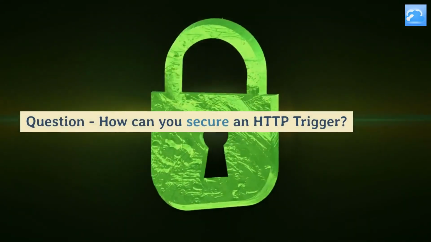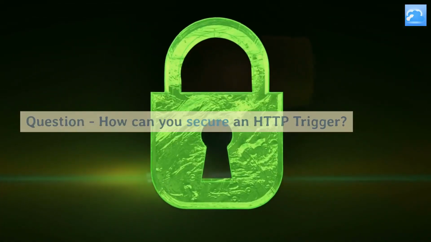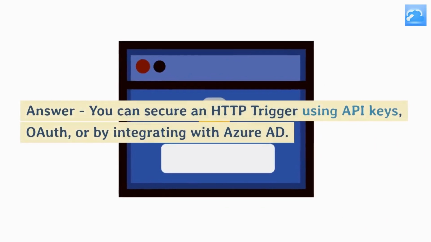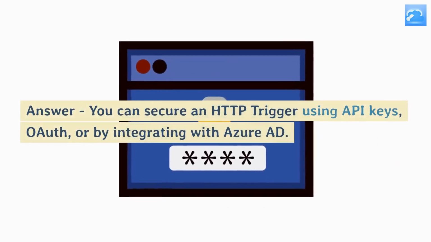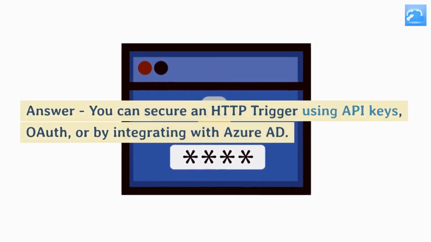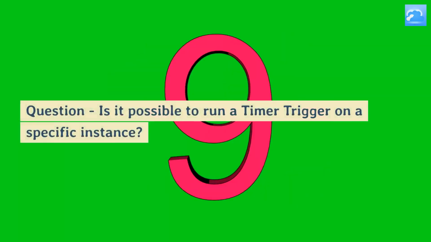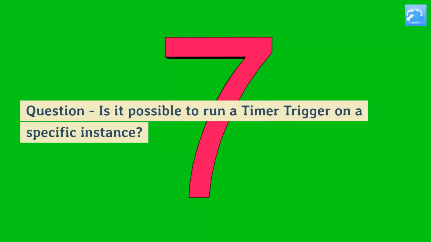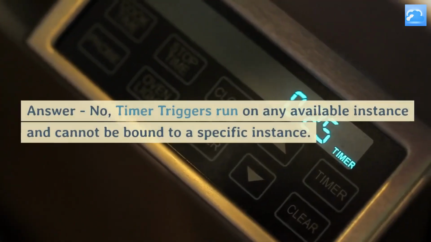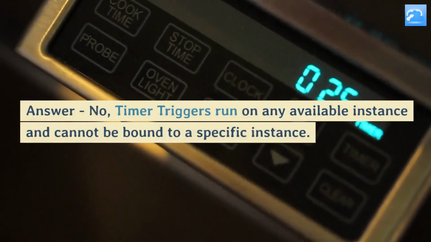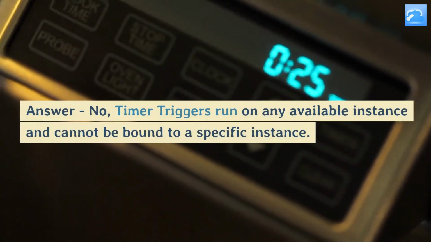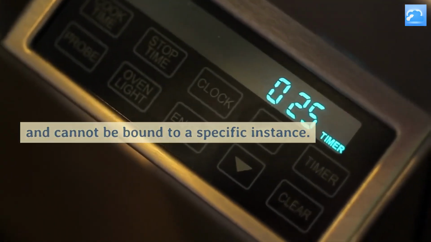Question: how can you secure an HTTP trigger? Answer: you can secure an HTTP trigger using API keys, OAuth, or by integrating with Azure AD. Question: Is it possible to run a timer trigger on a specific instance? Answer: No. Timer triggers run on any available instance and cannot be bound to a specific instance.